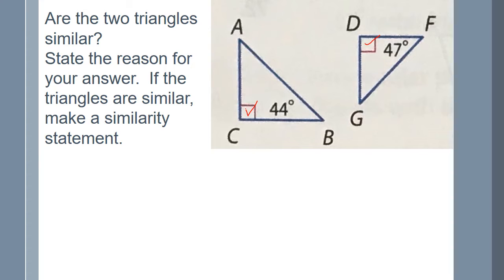Now, angle B is 44 degrees and angle F is 47 degrees. With these two angles here, the remaining angles have to add up to 90 degrees. So 44 and 46 degrees would be this one, and 47 and 43 degrees. So because we do not have two triangles that are similar, the answer is a big, fat no.